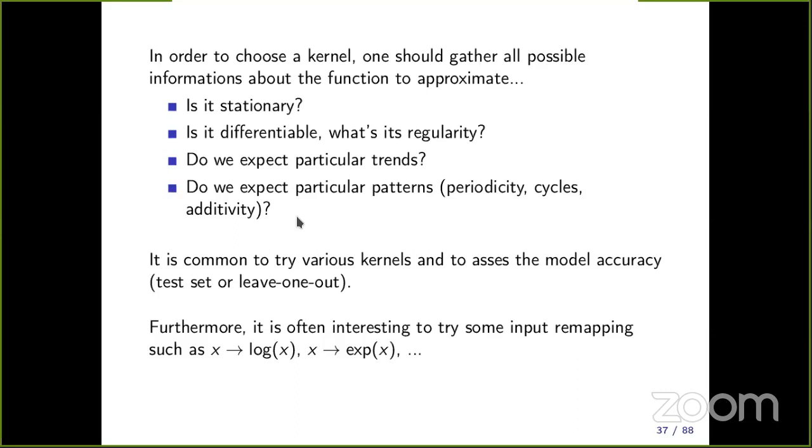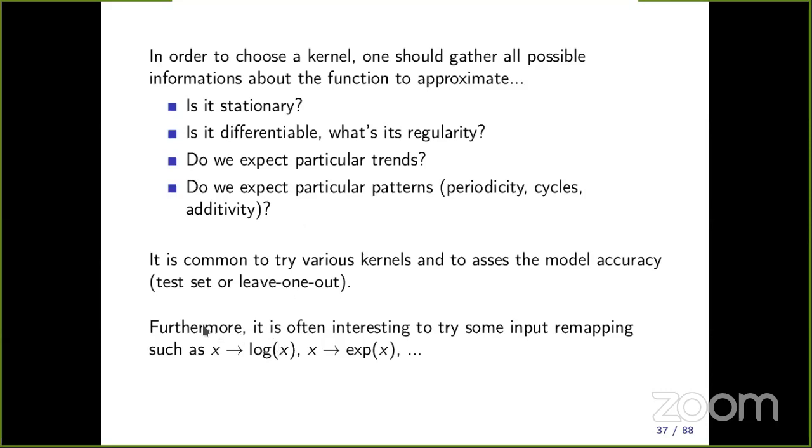Do we expect particular trends? If there are some particular trends, of course, we want to put them into the mean of the model. And do we have some specific patterns like periodicity, cycles, or a combination of high frequency and low frequency variations? Something that is additive if you have several input variables, these kinds of things. All this information can be included into the models. And as Rich was saying earlier, the common practice is trial and error. So try different covariances, try to make them as informative as possible.